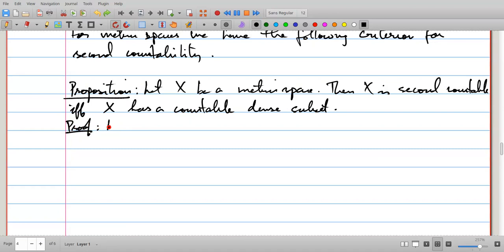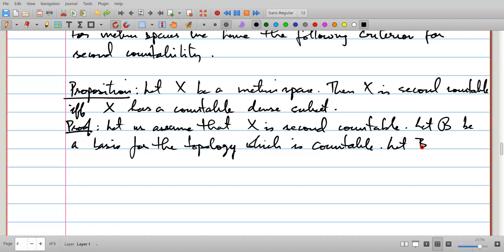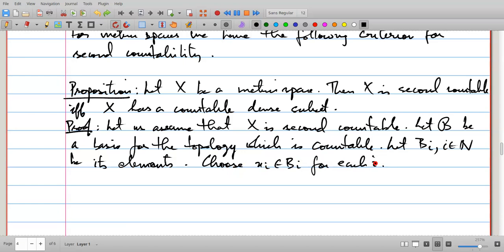So let us assume that X is second countable. Let B be a basis for the topology, which is countable. So let B_i, where i in I, be its elements. So we just number them using natural numbers. So choose x_i in B_i for each i. So we just choose one x_i. So we claim that the set {x_i} is dense in X.